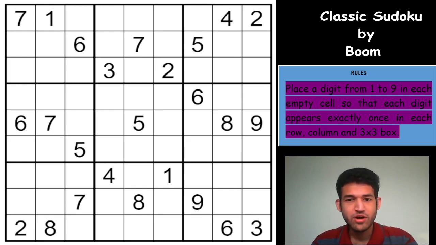The rules are normal classic rules. Each row, each column, and 3 by 3 box in the grid will have digits 1 to 9, no repetitions, standard classic rules. So having said that, I'll start the Sudoku now.